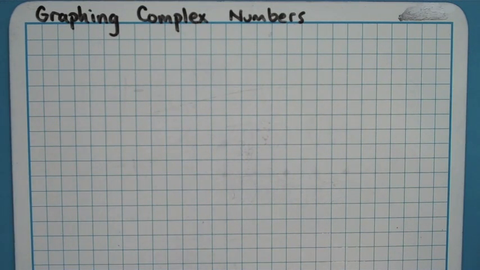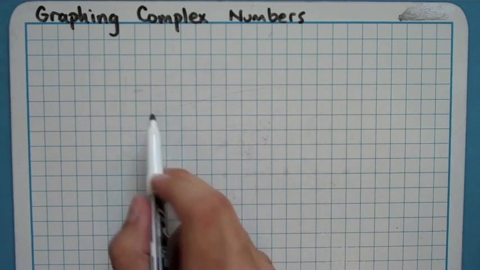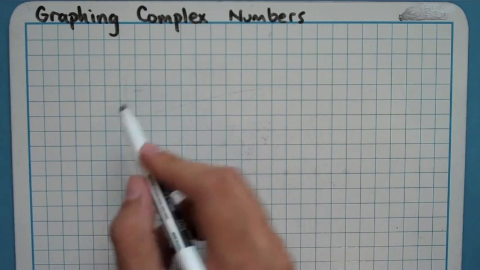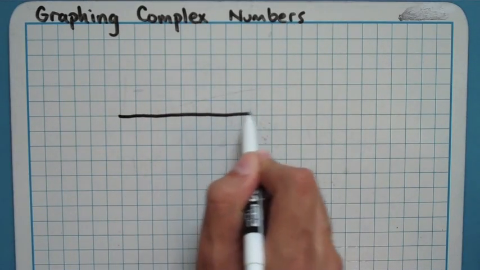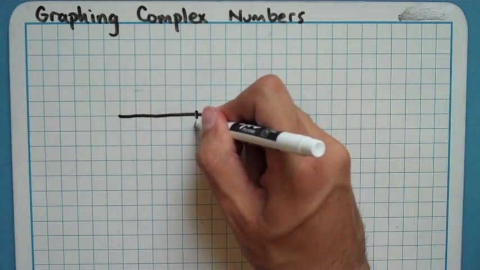Let's say we wanted to graph a complex number. So when we graph regular numbers like 2 or 7 or 3.8, we'll typically use a number line. So we'll make ourselves a little number line here. We mark where 0 is.